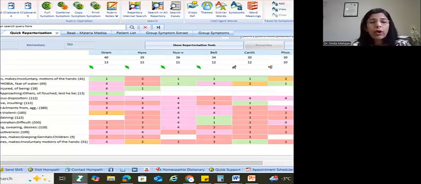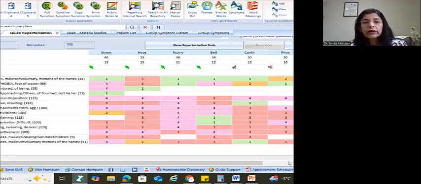Yeah. So concentration difficulties, swearing desires, right? Destructiveness, grasping genitals, children in, and involuntary motions of the hand. We see Stramonium, Hyoscyamus, Nux vomica, Belladonna, Cantharis, Phosphorus.